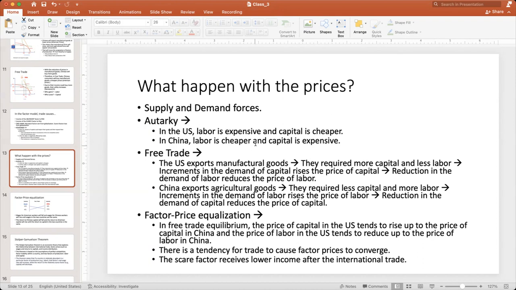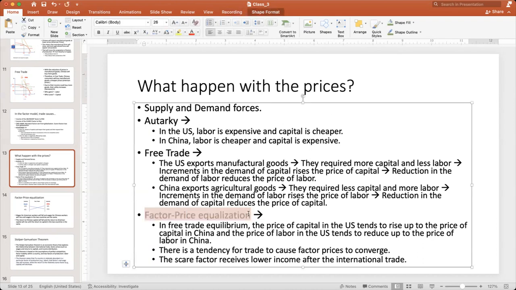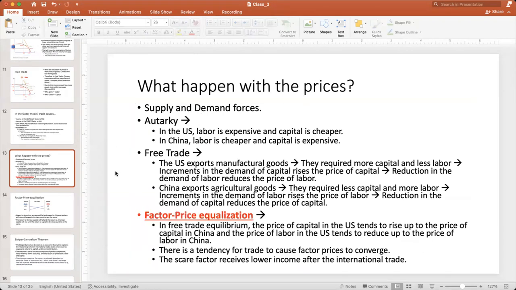And based on that, there is something called factor price equalization. Factor price equalization says that in free trade equilibrium, the price of capital in the US tends to rise up to the price of capital in China. And the price of labor in the US tends to fall to the price of labor in China. There is a tendency for trade to cause factor prices to converge. The scarce factors receive lower income after international trade.